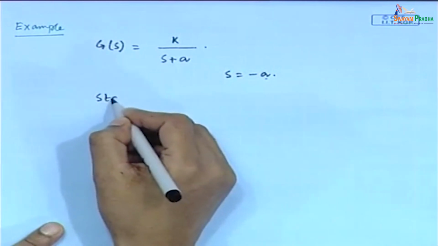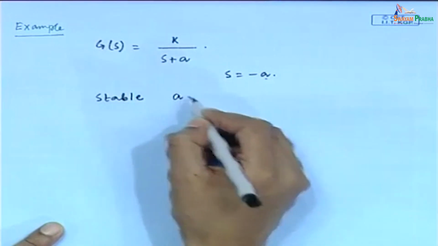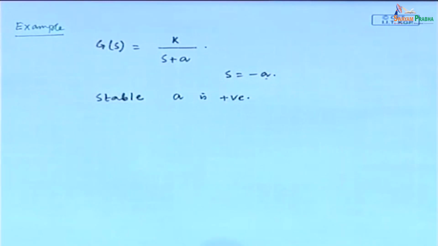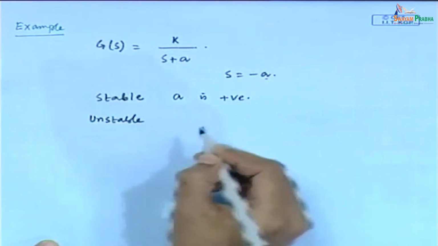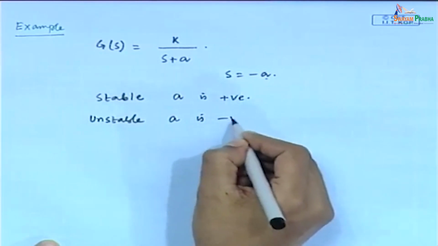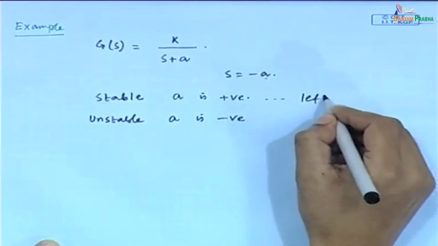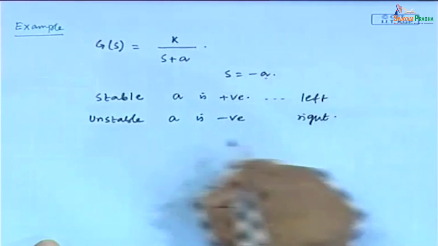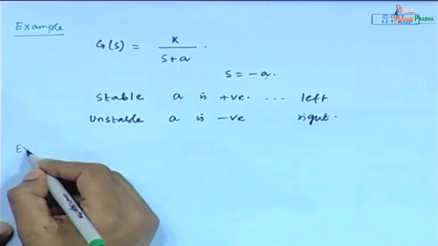So, we can say the system having the transfer function G s is stable only if a is positive, fine. If a is negative, this is unstable, because in this case the pole lies in the left side of the imaginary axis, and in this case the pole lies in the right side of the imaginary axis.